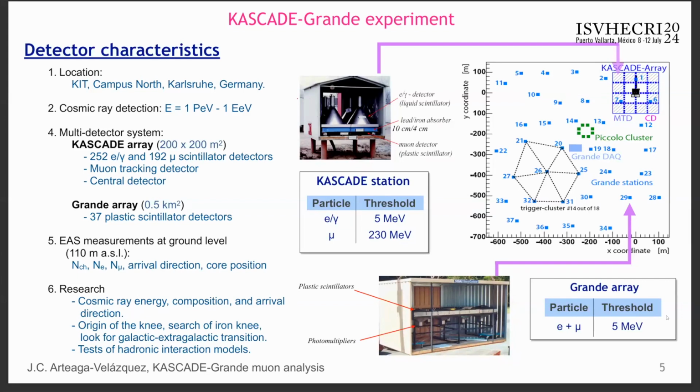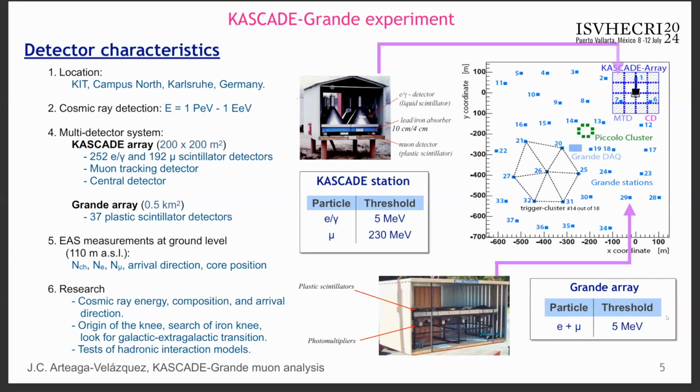You can see KASCADE over here. The Grande array was mainly composed of 37 plastic scintillator detectors, scattered all along the 0.5 square kilometer surface. The measurements of the electromagnetic component have this energy threshold, and for the muons, the data that we are going to use here has an energy threshold of around 230 MeV for vertical incidence.